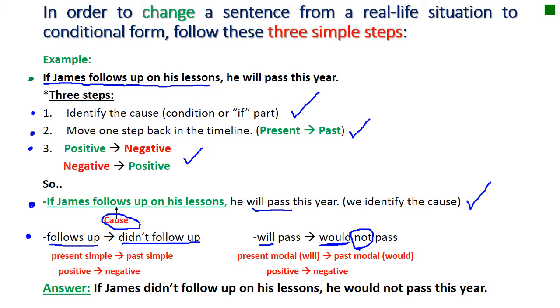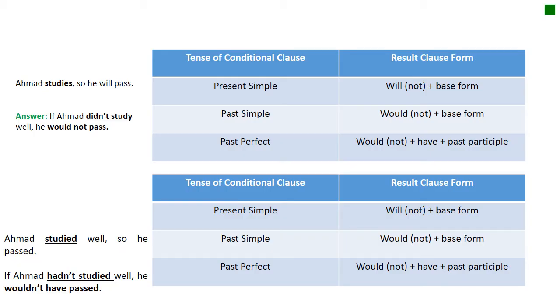How is my answer? My original sentence, if James follows up on his lessons, he will pass this year. This is the real situation of James. However, we suppose that if James didn't follow up on his lessons, he would not pass this year. The last step of this, read the sentence. If it doesn't make sense, you have missed 1 step, so go back and check it. If it's not logical, you missed something.